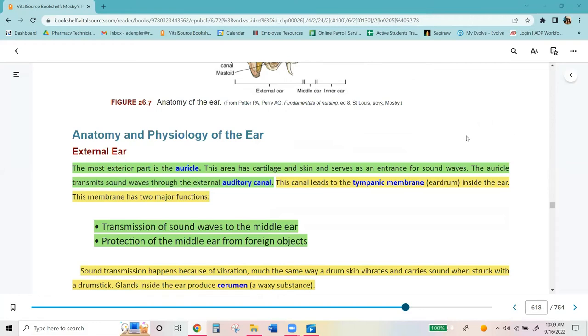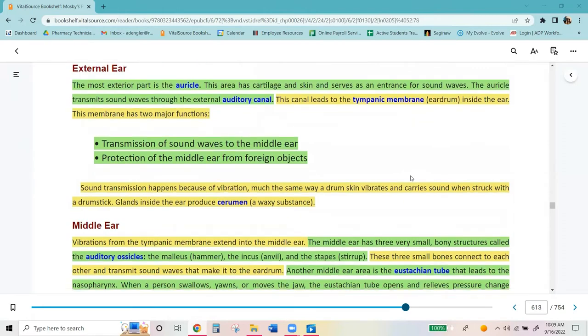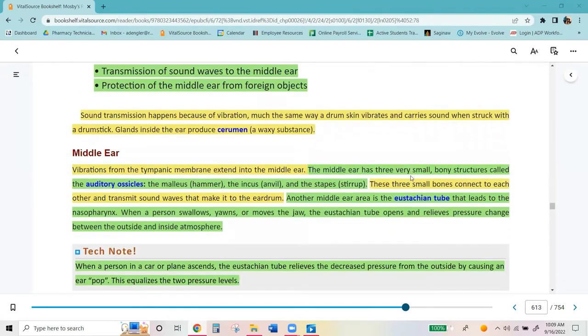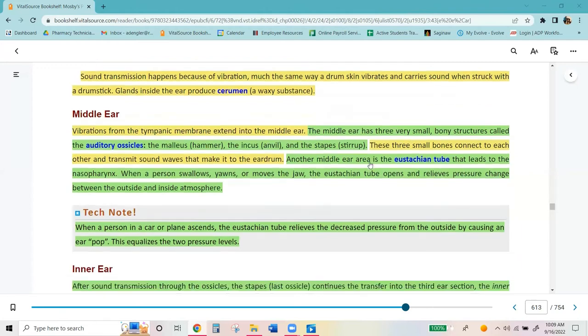The canal leads to the tympanic membrane, which is the eardrum inside the ear. The tympanic membrane has two major functions: transmission of sound waves to the middle ear and protection of the middle ear from foreign objects. Sound transmission happens because of vibration, much the same way a drum skin vibrates and carries sound when struck with a drumstick. Glands inside the ear produce cerumen, which is earwax, a waxy substance.